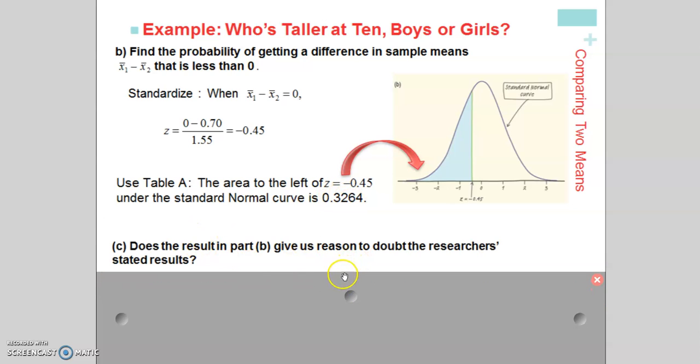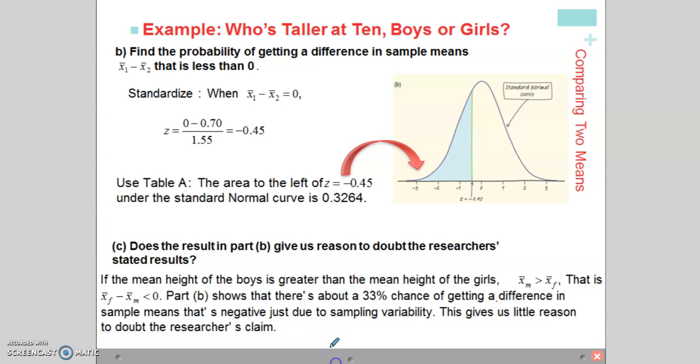So do these results give us reason to doubt the researchers' stated results? Well, there's a 33% chance that you would just get a result due to sampling variability. That's not very rare. That's not a really small number. So that gives us little reason to doubt the researchers' claim that that's actually what they got.